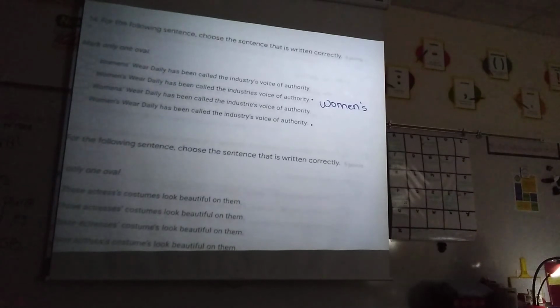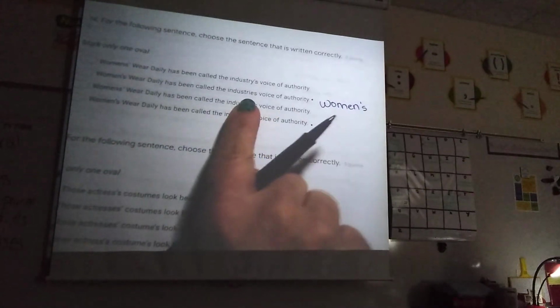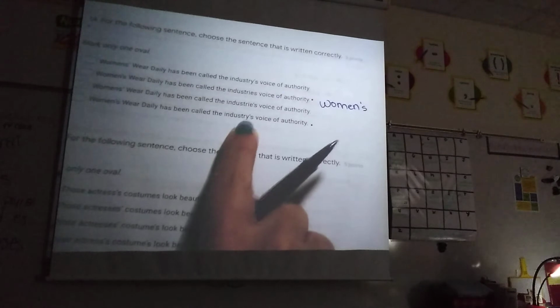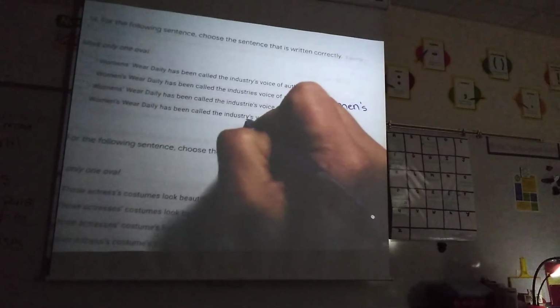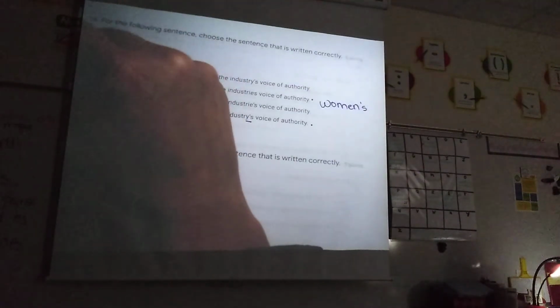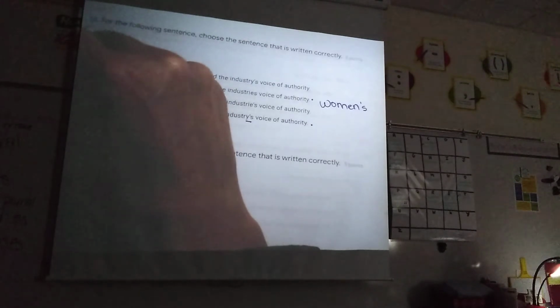So, Women's Wear Daily has been called the industry's. Are we talking about multiple industries or this specific industry? In this case, we're talking about this specific industry. So our response should be the last one.